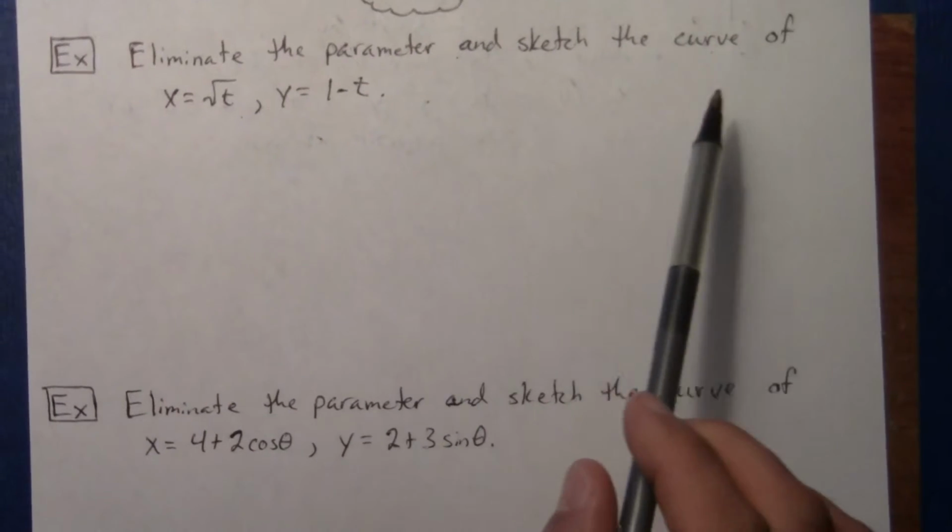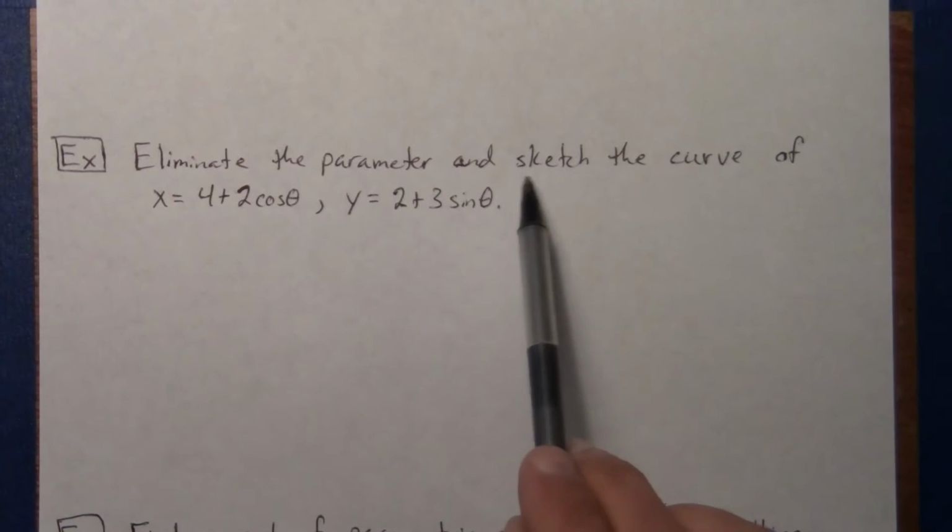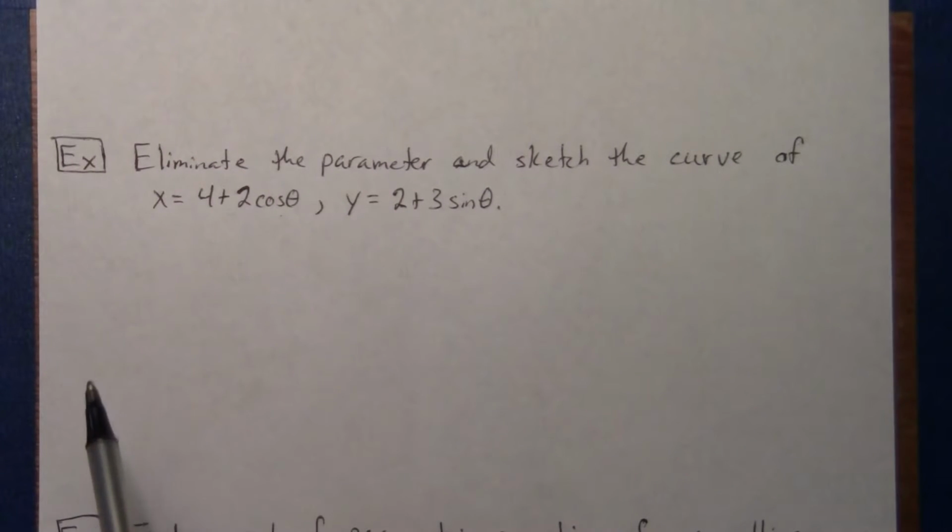May have to pay attention to restrictions, and I can see there's a restriction here, so that one will have a restriction. Here we're going to eliminate the parameter and sketch the curve of something with theta in.